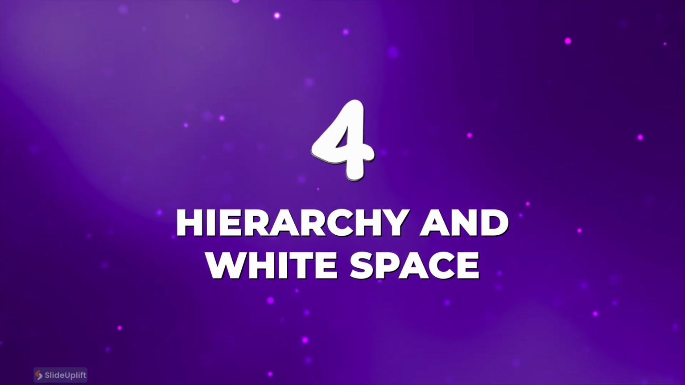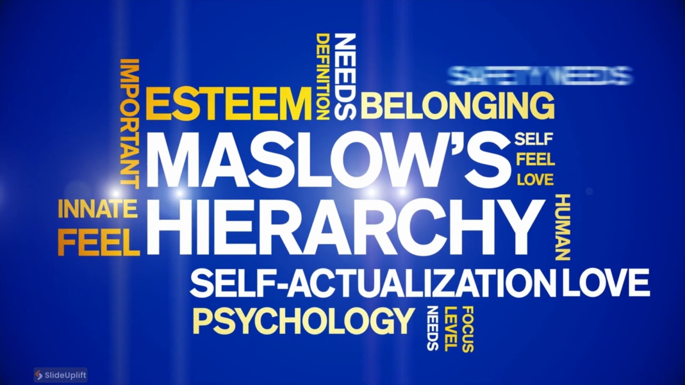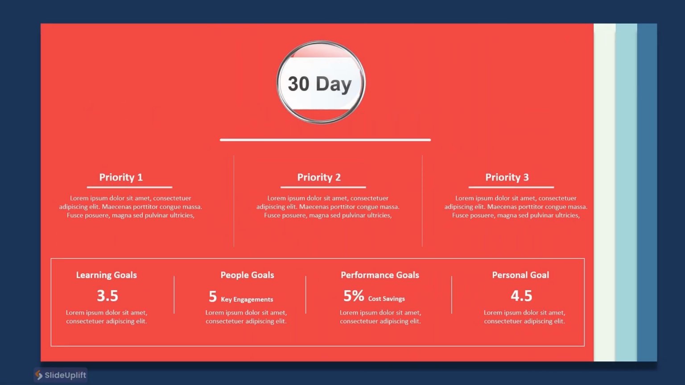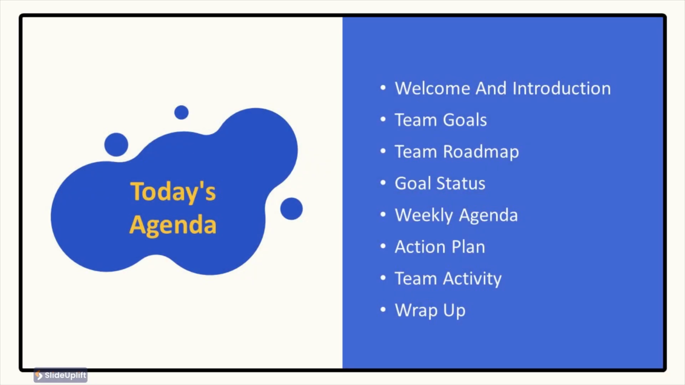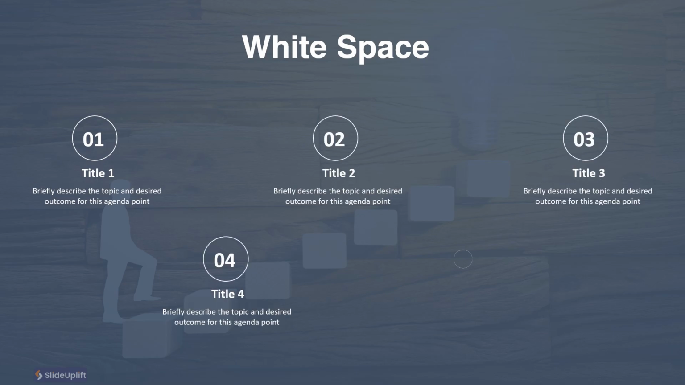Hierarchy and white space. Hierarchy refers to the weight you assign to different elements. Use font size, colors, placement to indicate what information is most critical. White space or empty areas on your slides is equally important. It allows elements to breathe and prevents your slides from feeling cluttered.